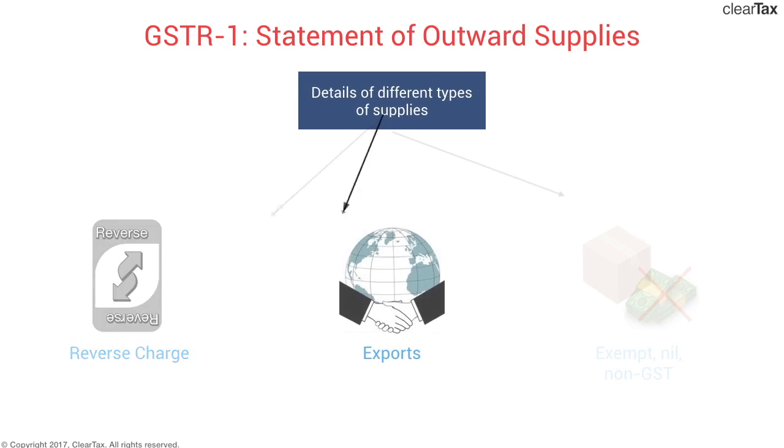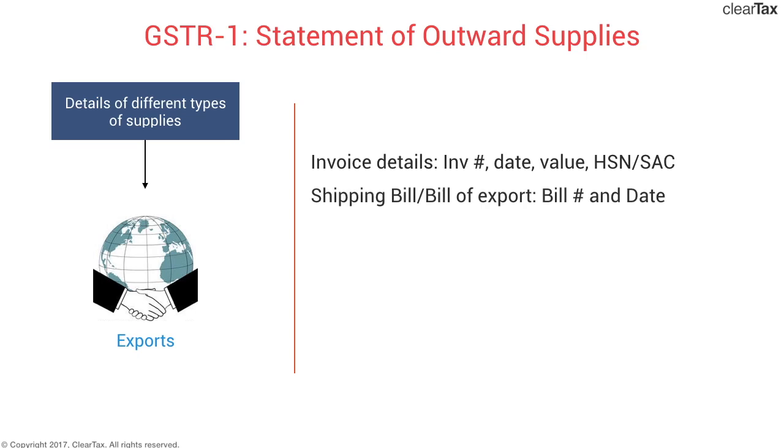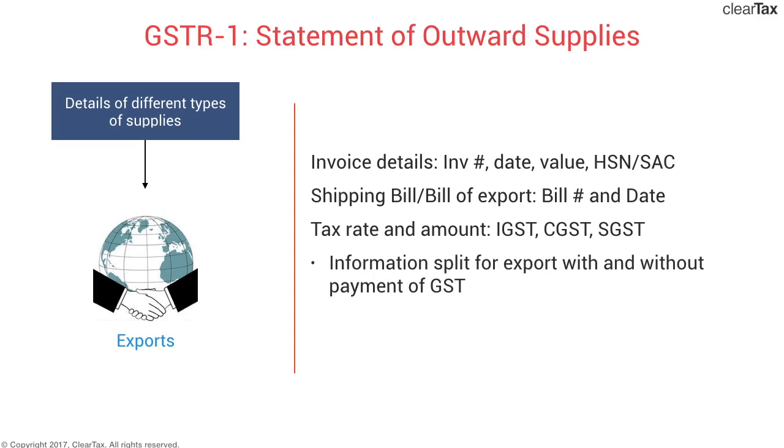Coming to exports, there are certain information, invoice details, normal ones, number, date, transaction value, HSN code or SAC code as the case may be. You will also have to give out the shipping bill or bill of export details, nothing but the bill number and the date of the document. You'll have to give out the tax rate and amount, IGST, CGST or SGST. Again, there's a split in this information. You will have to split it for exports with tax and without payment of tax.